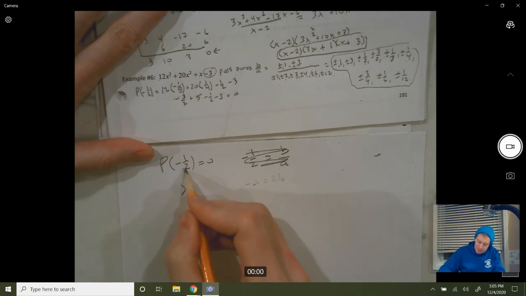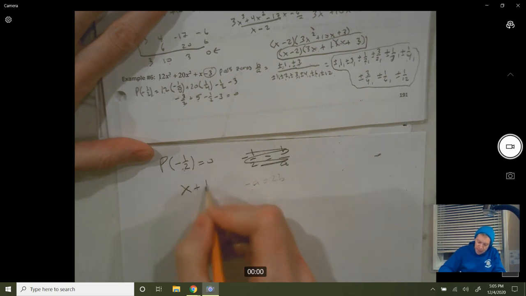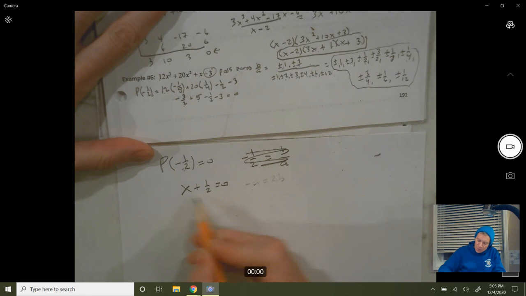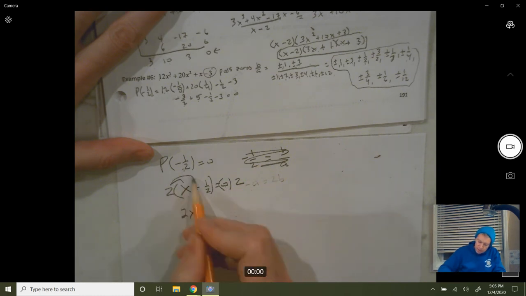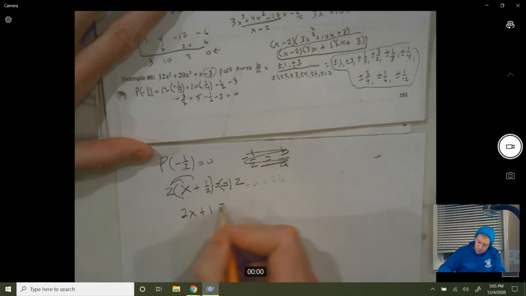So what this really means is that x minus this thing is 0, x minus this thing, which is going to be plus 1 half, equal to 0. Well, if you have x plus 1 half equals 0, you don't really want to factor things with fractions. So you multiply both sides of the equation by 2. So really what we're doing, we've got 2x plus, distribute that, 2 times 1 half is 1. 0 times 2 is still 0. So we've got 2x plus 1 equals 0.